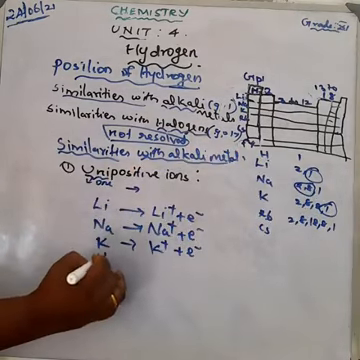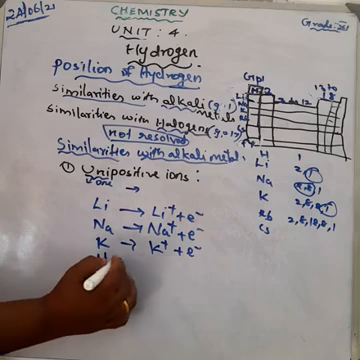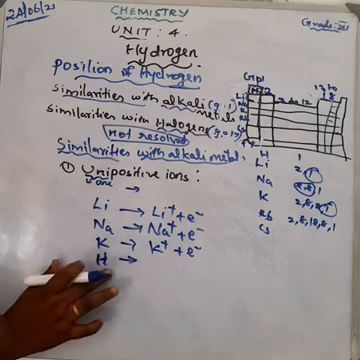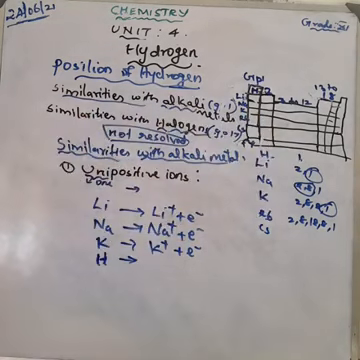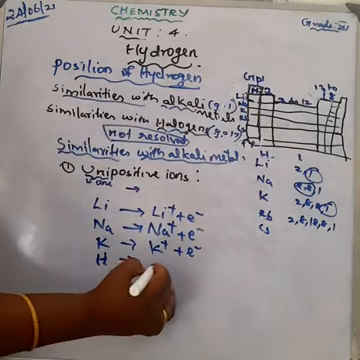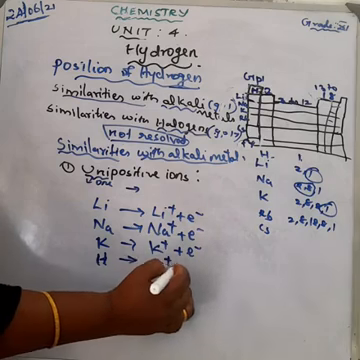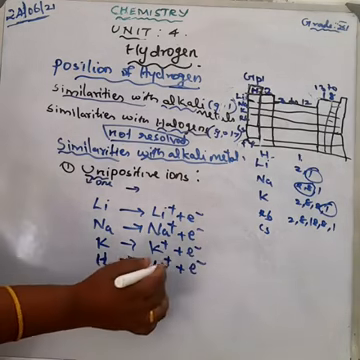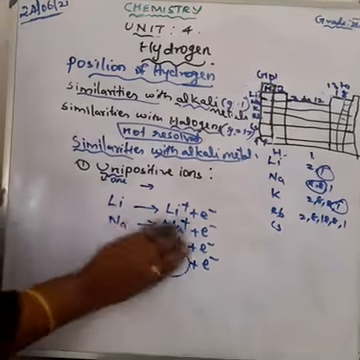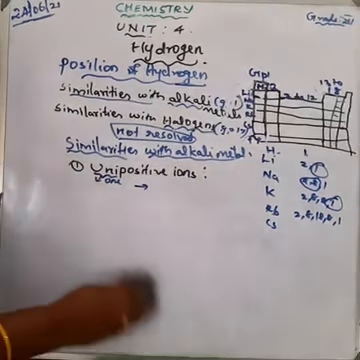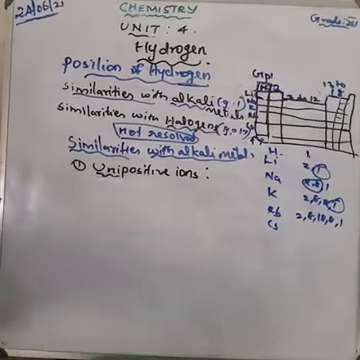Like that, hydrogen also has one electron. Hydrogen atom has only one electron, so it tries to lose this one electron to form the hydrogen ion. This is the first similarity. What is the second similarity like alkali metals?